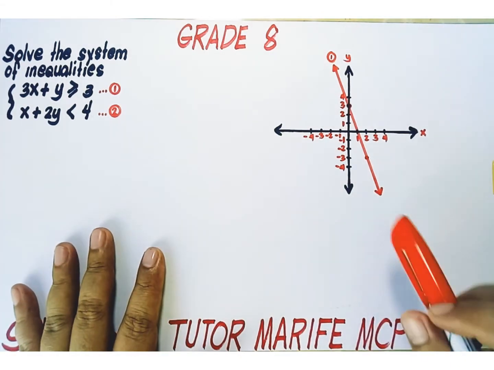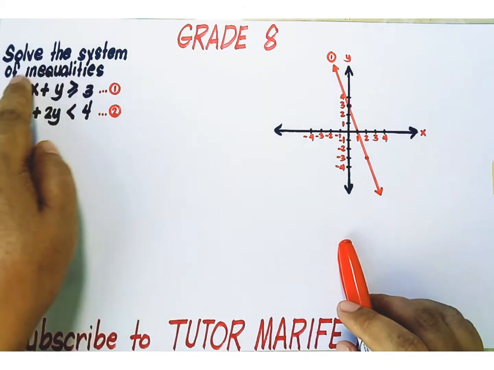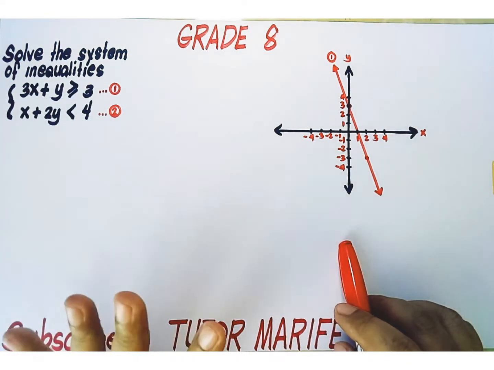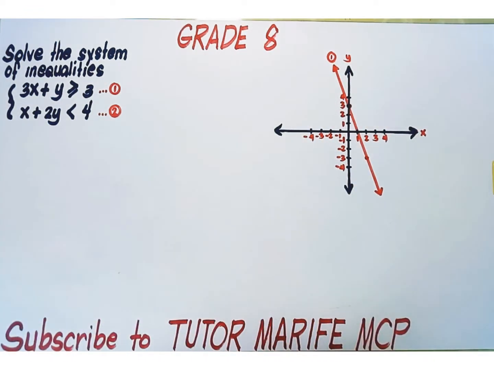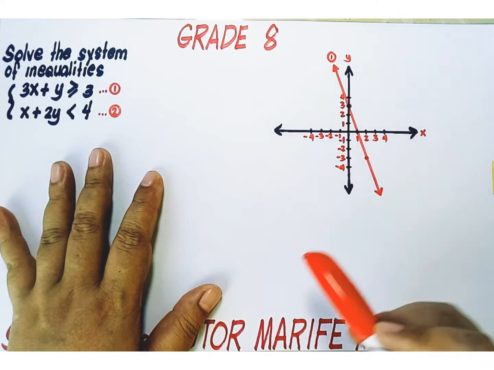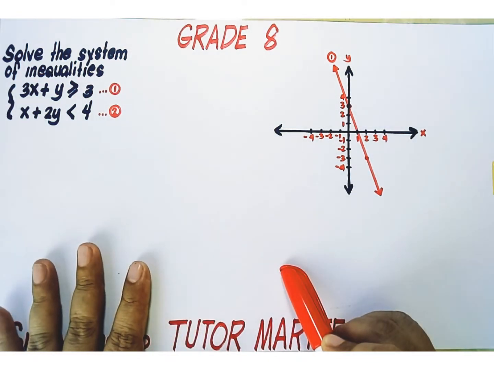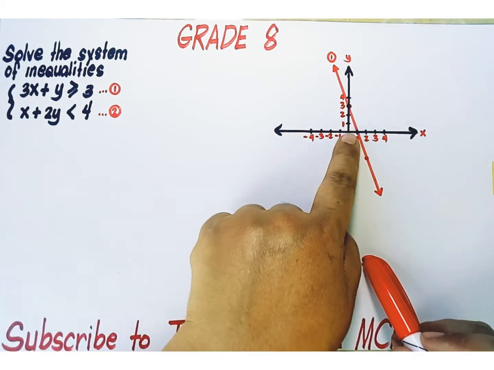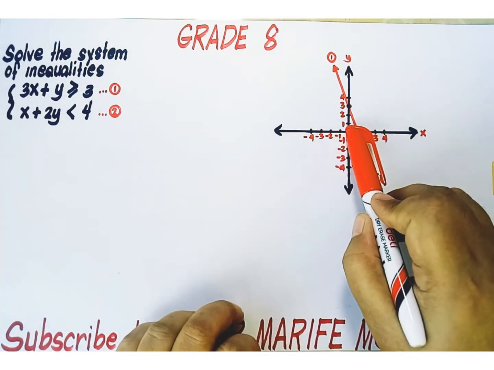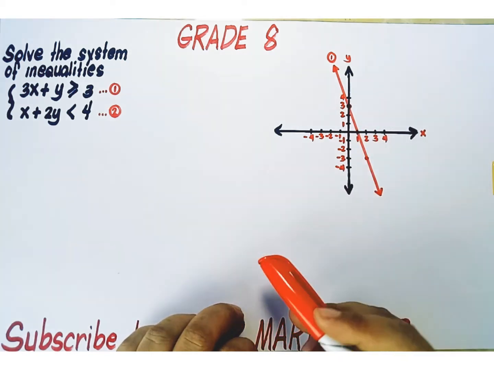Next, let's determine which of the 2 half planes contains all the ordered pairs that satisfy the first inequality and shade it. To decide which one to shade, we are going to pick one test point. A test point could be any point not on the boundary line. The easiest and the best test point to work with is the origin, or the intersection of the x and y axis. Why? Because the x and y coordinates of the origin are both 0.